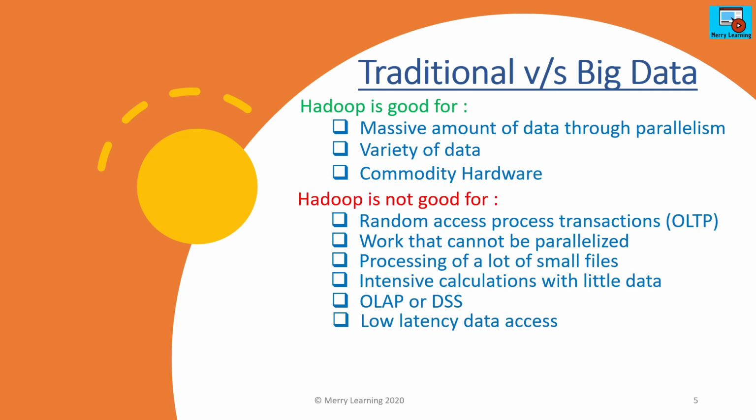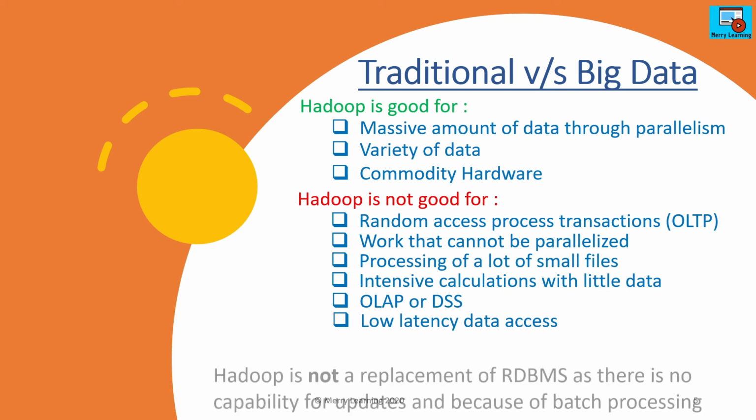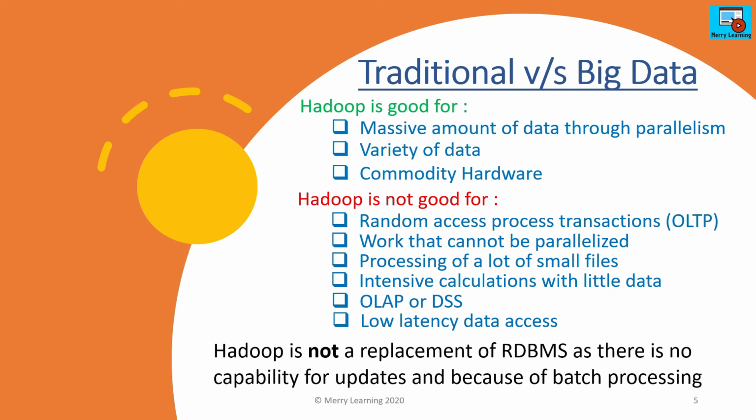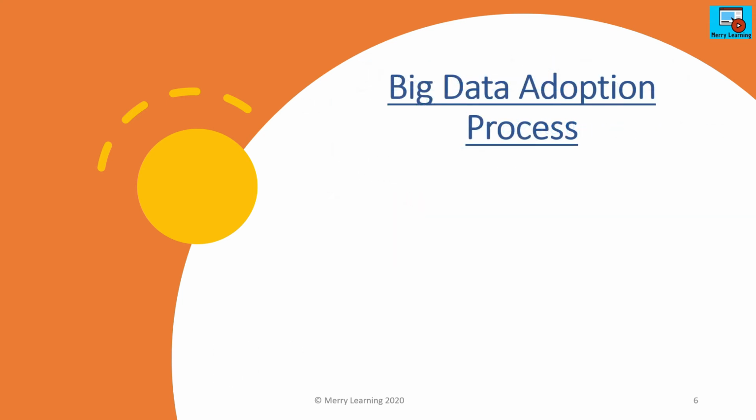This leads us to the most important thing, which is Hadoop is not a replacement of RDBMS because of Hadoop's inability for updates as well as the processing methodology involved is batch processing. This is a major hindrance for OLTP and hence RDBMS is still the best option for online transactions. Hadoop complements RDBMS by helping to manage the data. This takes us to the different phases in the big data adoption process.